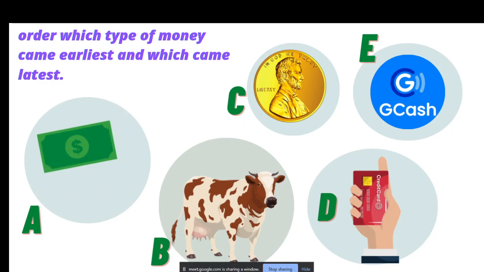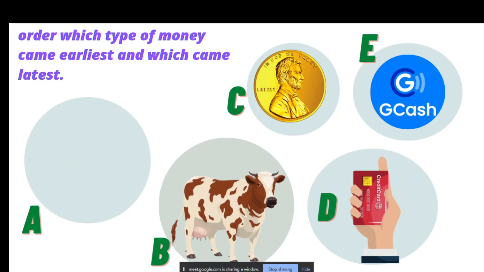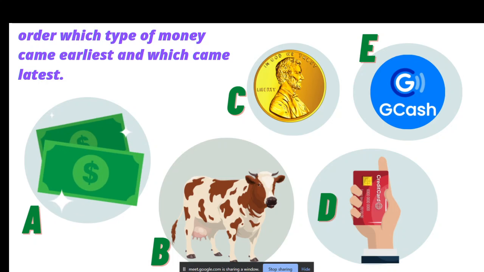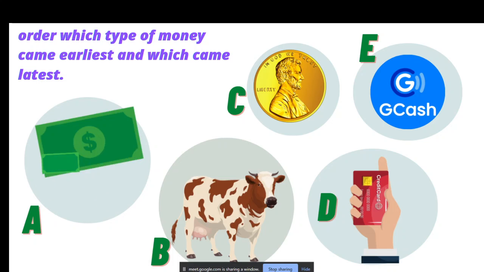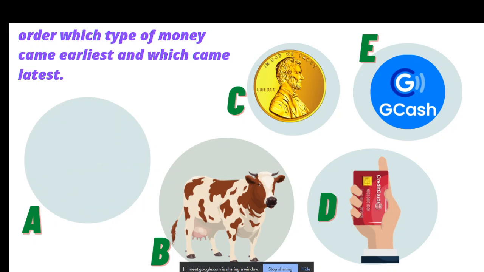Juan, after B, C, what's the next? Finish everything. After B and C, what would be the next sequence? Okay, B is done. C, A. Okay, A, correct. Paper money. And then next is D and E. Very good. Okay, let's see.